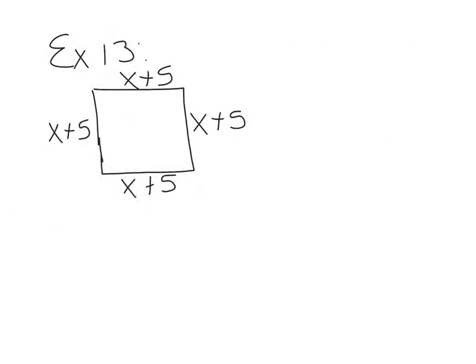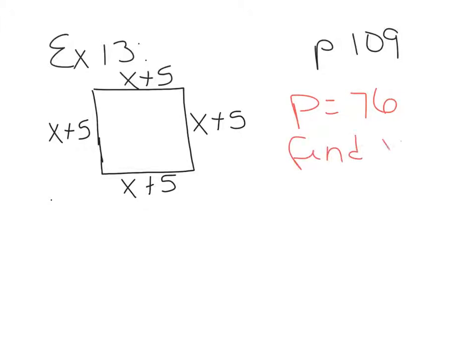All right, example 13 on the top of page 109 tells us that the perimeter of the square pictured is 76. So we know the perimeter of this square is 76 and asks us to find, or solve for, x. In order to do that, you need to know the formula for perimeter of a square. Perimeter of a rectangle is 2 times length plus 2 times width. Perimeter of a square is 4 times the side.